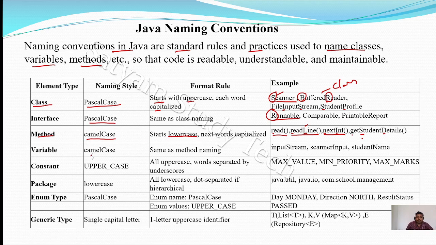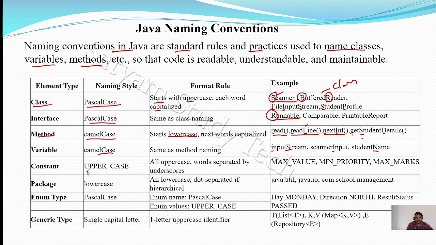Variables follow the camel case style, the same as method naming. The naming rule we followed for methods is the same here. For inputStream, i is a small letter and S is a capital letter; you can see the same rule. For scannerInput, the first word starts with a small letter. Like studentName, s starts with a small letter and the following word starts with a capital letter. So this is the variable.